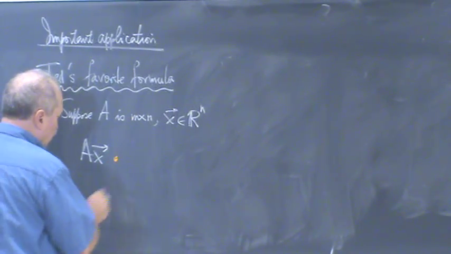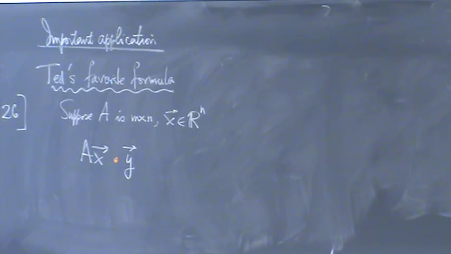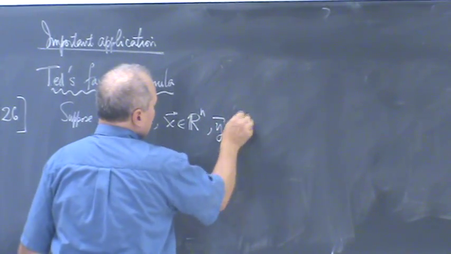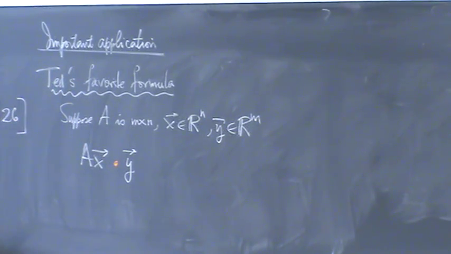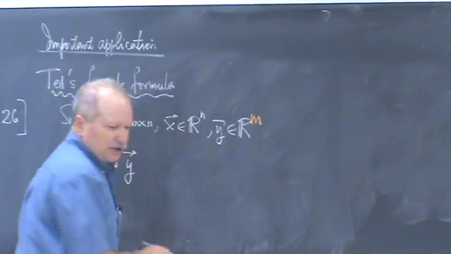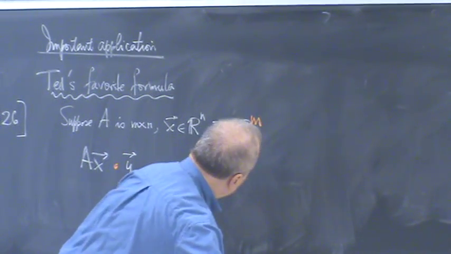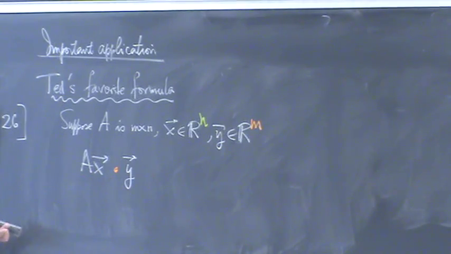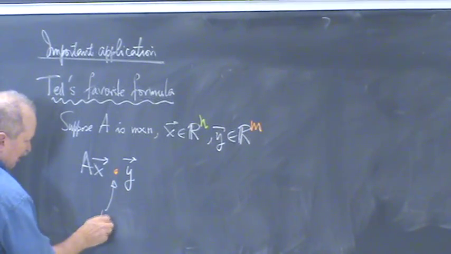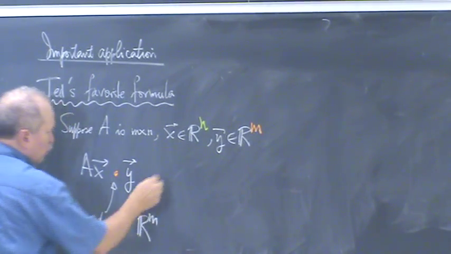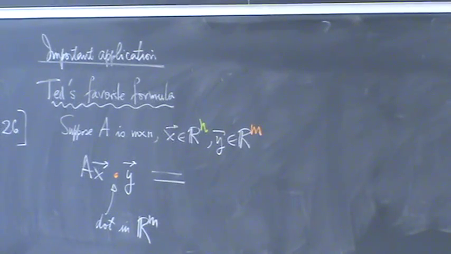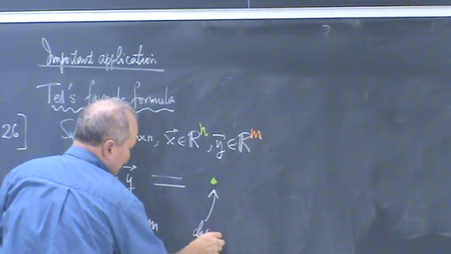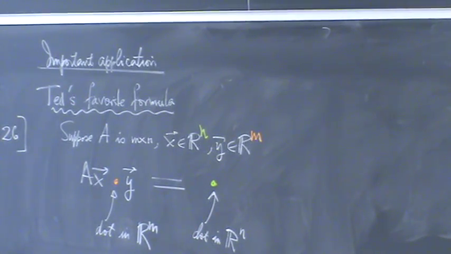So if I want to dot it with a vector y, where does y have to live? It's just a vector. In Rm. So this is the setup. Just to help you here, I'm going to color code the m and the n. This dot product is a dot product of vectors in Rm. And I want to rewrite it as a dot product of vectors in Rn. So I'm putting a green dot for Rn here. The question is, what vectors am I dotting in Rn?